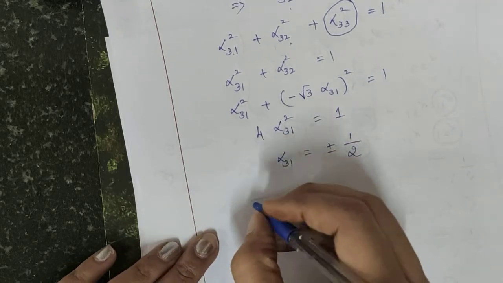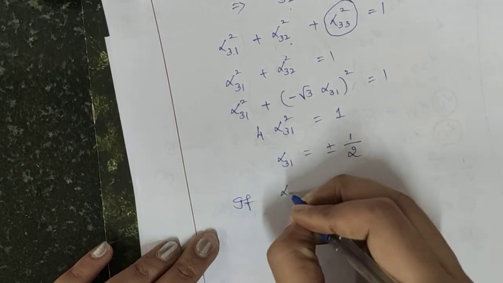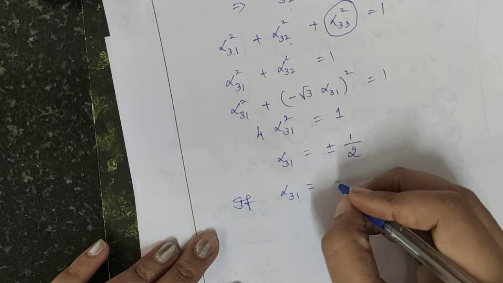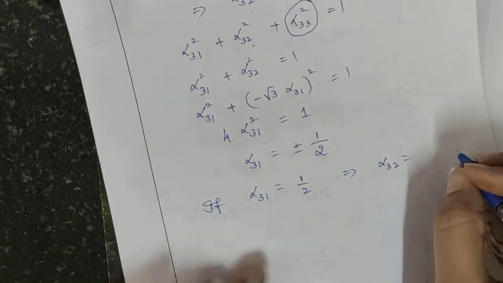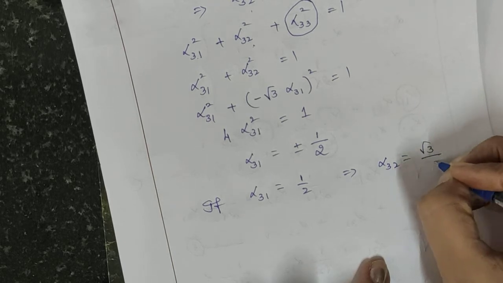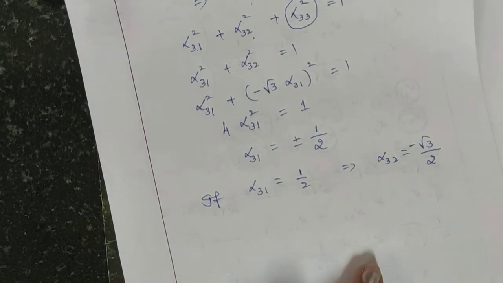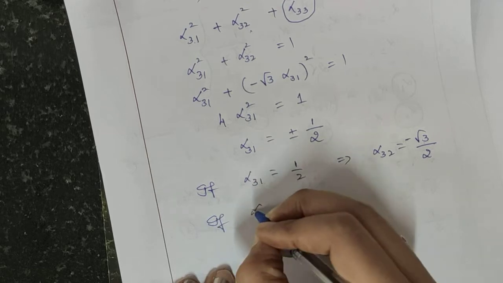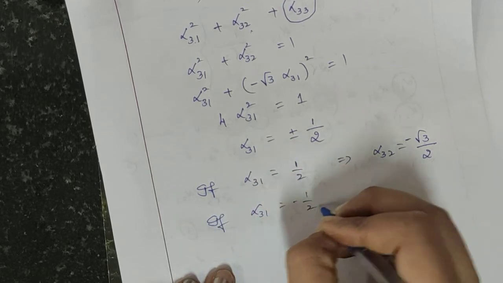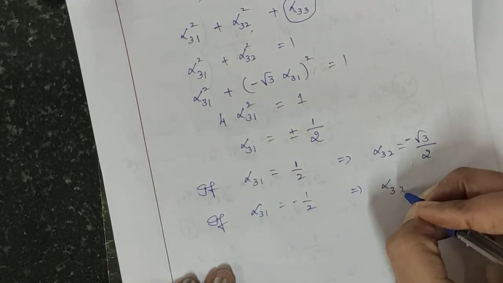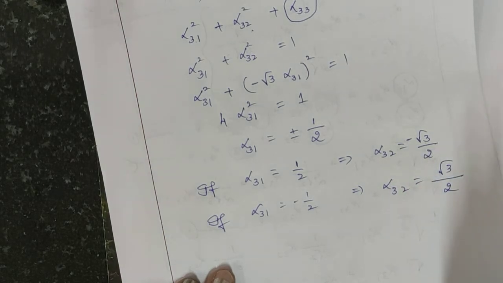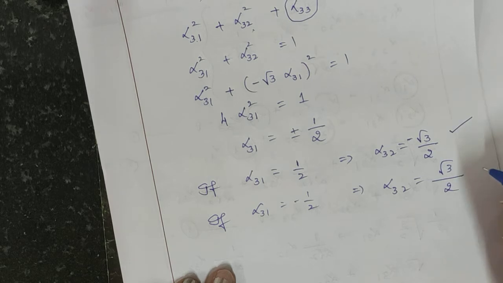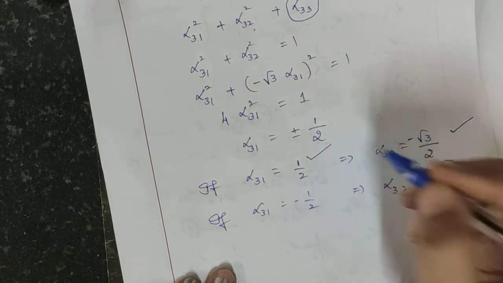So now if alpha 3 1 is equal to 1 by 2, this implies alpha 3 2 will be minus root 3 by 2. Again, if alpha 3 1 is equal to minus 1 by 2, then this implies alpha 3 2 is equal to root 3 by 2. So from this we got the values of alpha 3 2, alpha 3 1 and alpha 3 3.